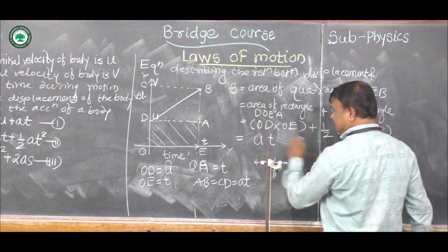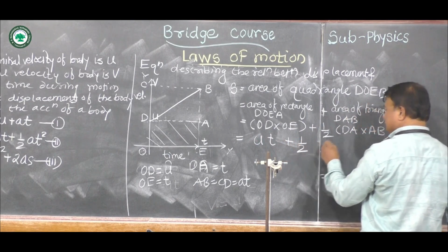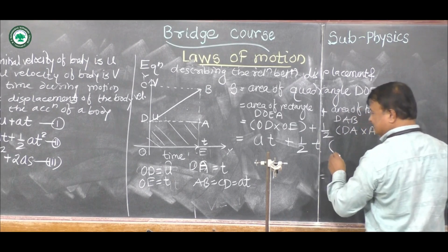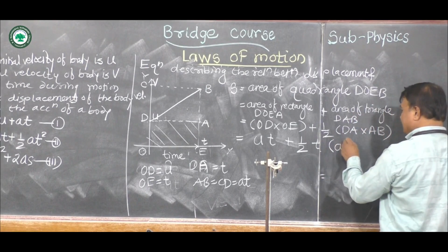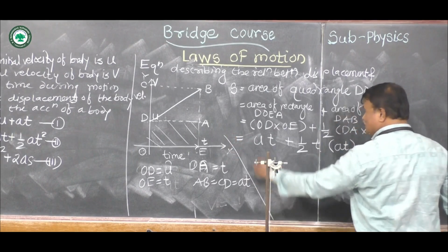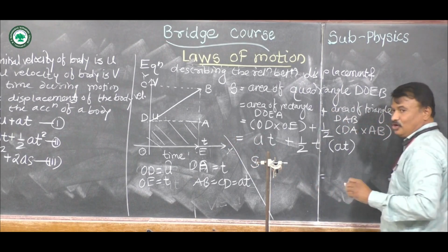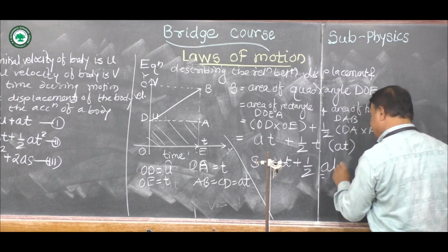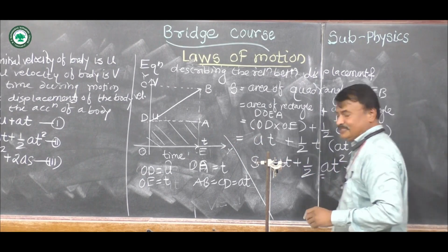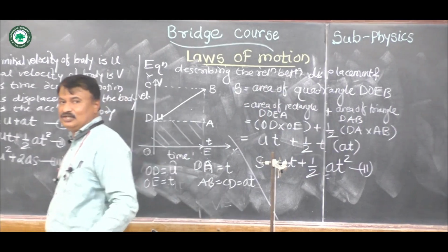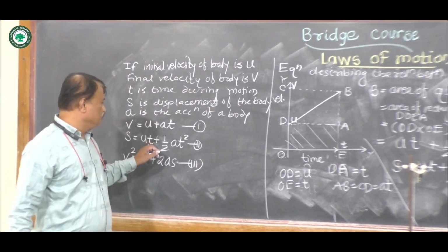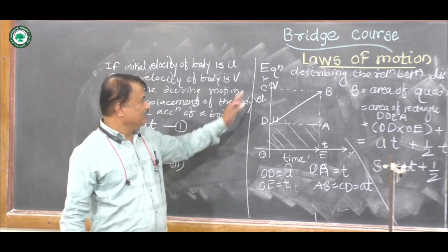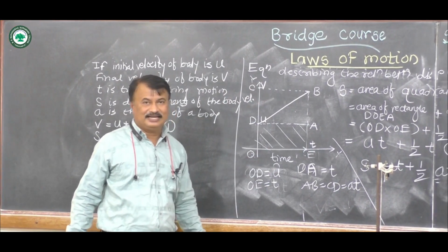OD is U, OE is T, plus half as it is DA. DA is T. AB is equal to CD and that is equal to AT. By rearranging this we get the final displacement S of the object: UT plus half AT square. So this is the second kinematic equation, Newton's second equation of motion. S is equal to UT plus half AT square. So in this way we get the equation describing the relation between displacement and time.